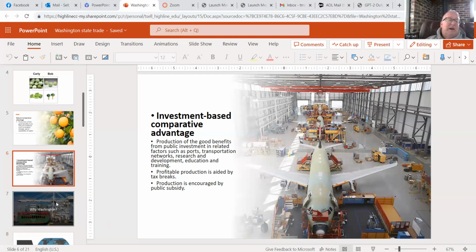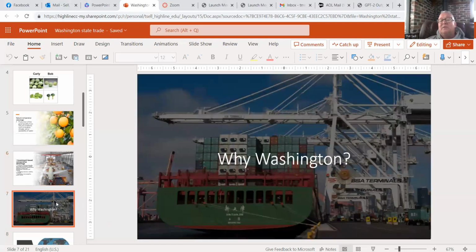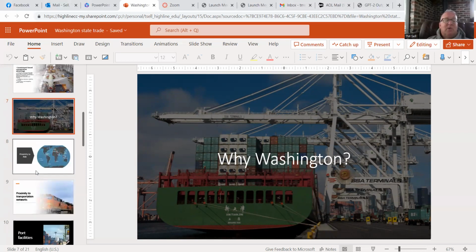But coming back to our state, why Washington? Well, Washington is the most trade dependent state in the country. 40% of our state's economy is tied to trade, imports and exports. Nationally, trade is about a quarter of the economy, and that's been fairly steady for quite some time. But here in Washington, it's a much bigger deal. So what is it about Washington that makes it trade competitive, which in fact we are?